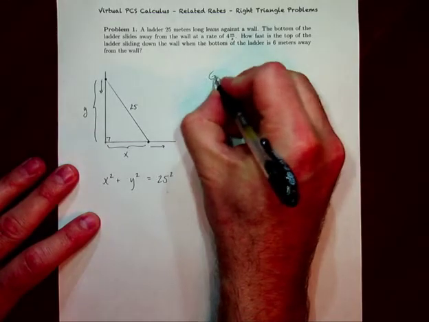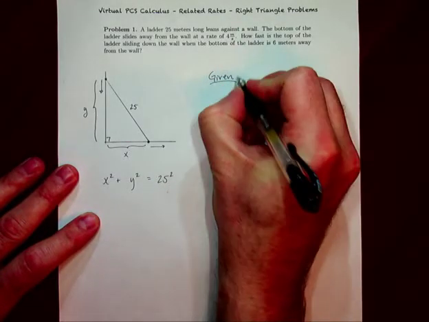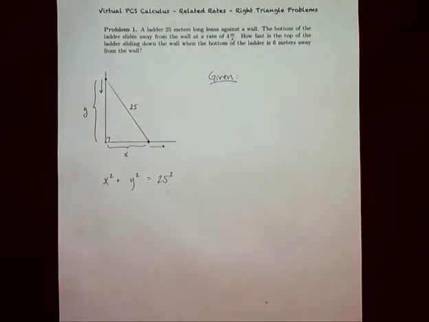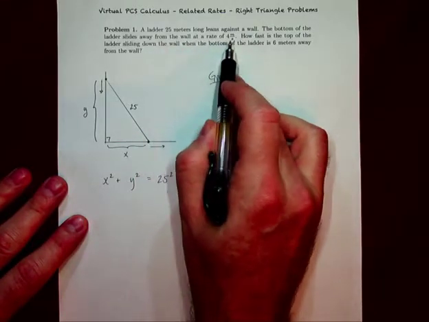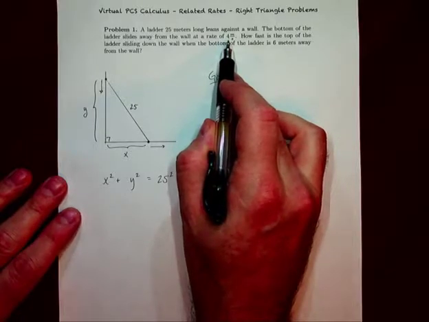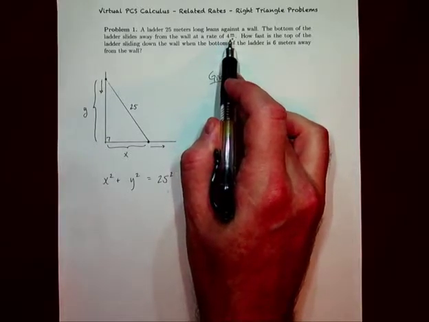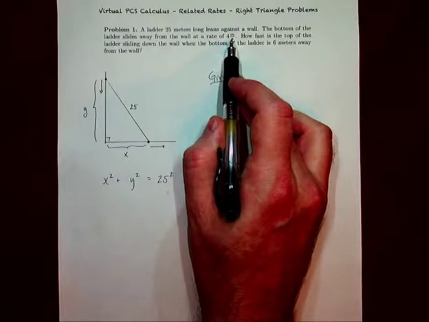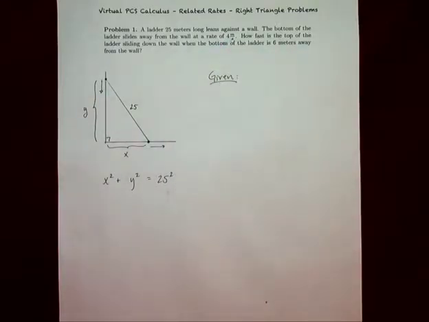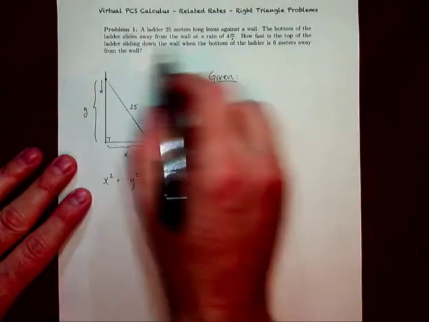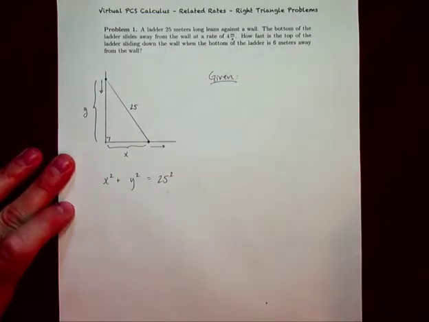The first is what I refer to as the givens. Now, these are things that do not change. They are constants, okay? And it's weird, but even though the ladder slides away from the wall at a rate of 4 meters per second, you're assuming that even though in and of itself it's a rate of change, that rate of change doesn't change. It's given. During the entire scenario, the bottom of the ladder slides away at 4 meters per second.